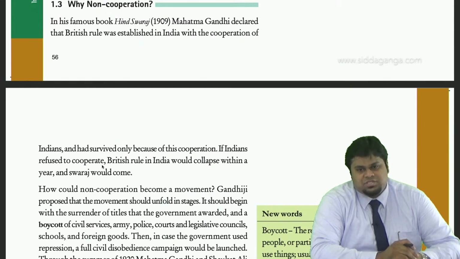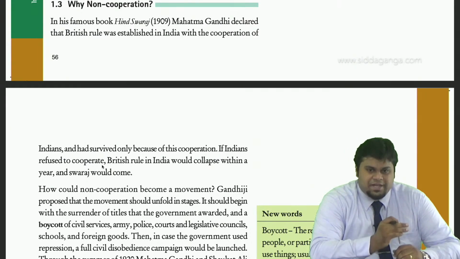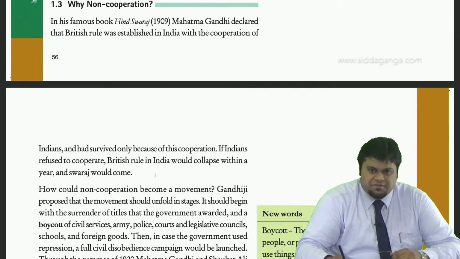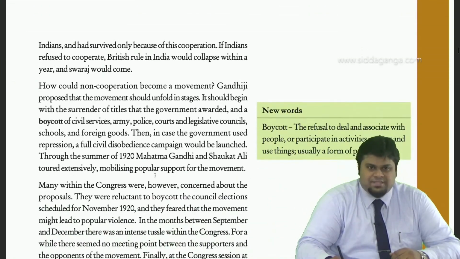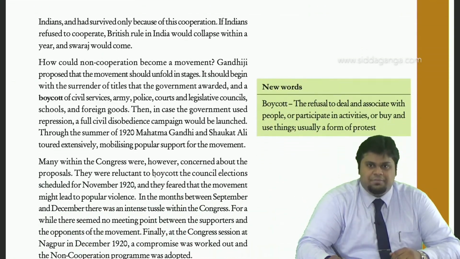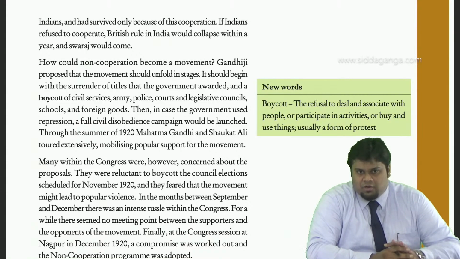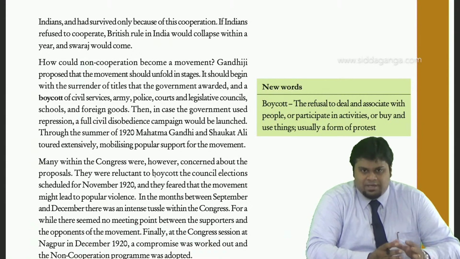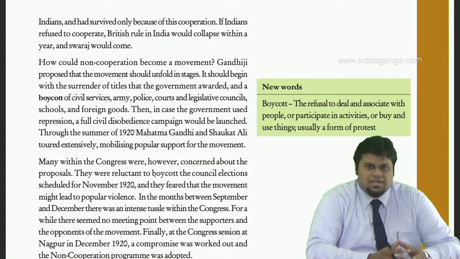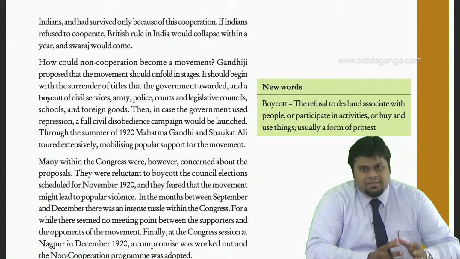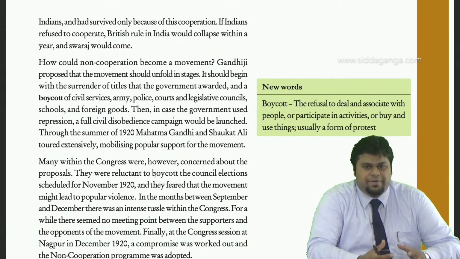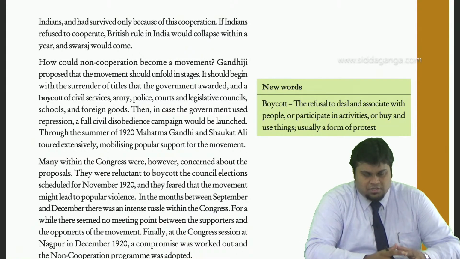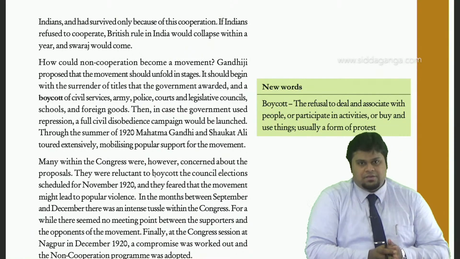How could non-cooperation become a movement? Gandhiji proposed that this movement should be done in stages. First and foremost, it should begin with the surrender of titles that the government awarded, and you need to boycott all the civil services like the army, the police, the courts and the legislative councils, the schools and the foreign goods. Then, in case the government used repression, a full civil disobedience campaign would be launched. So this was the idea of how they were planning to proceed.